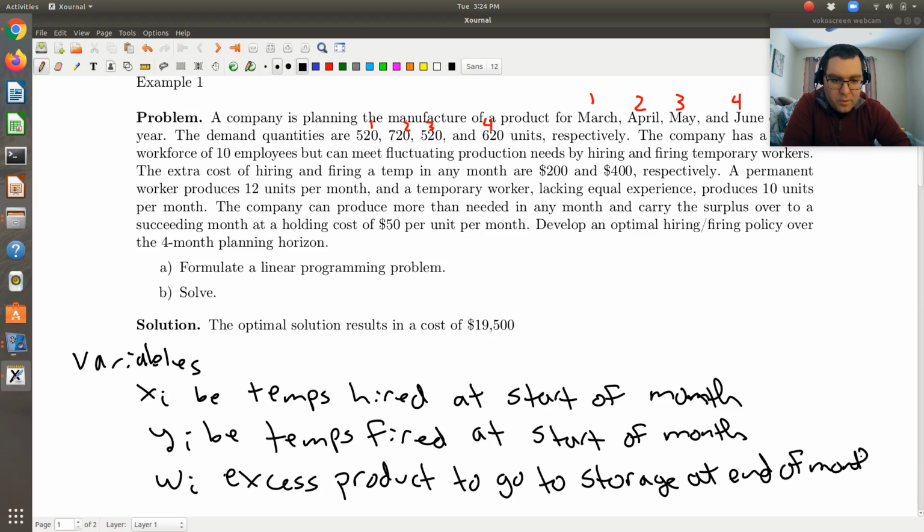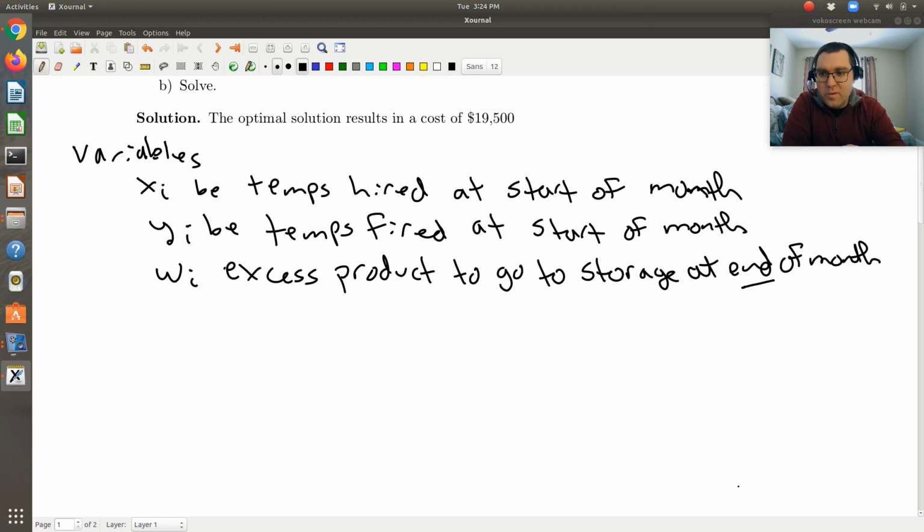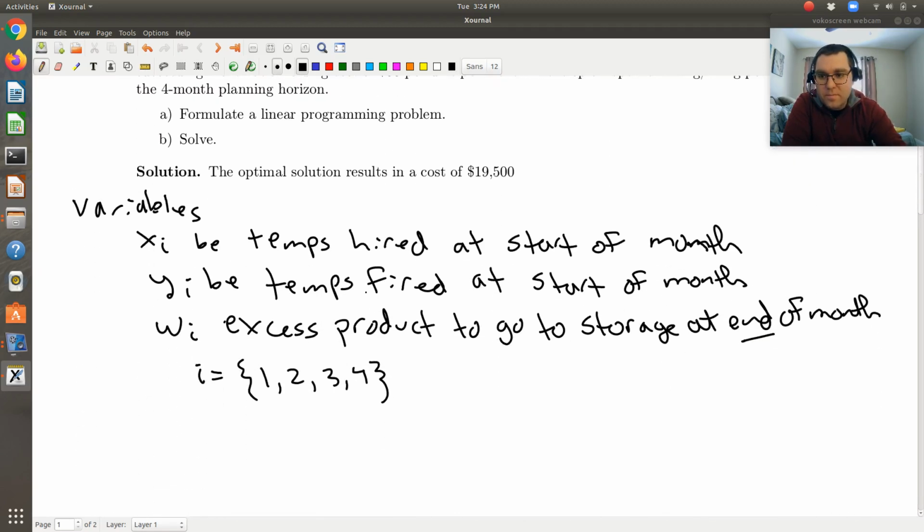Okay, so I can produce a certain number of products in a given month, and then the excess I have relative to the demand, what needs to be delivered, I'll put in storage, and then I'll have that as a beginning balance at the beginning of the next month. So we'll use those as our variables, xi, yi, and wi, where i is going to be 1, 2, 3, or 4, just an index to correspond to March, April, May, or June.